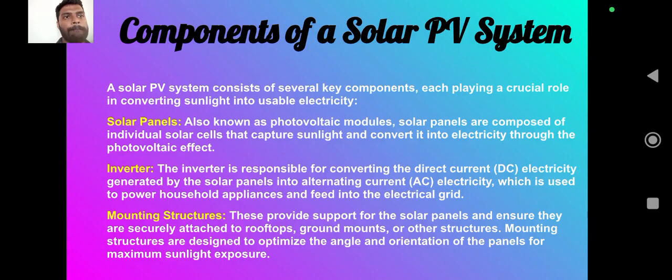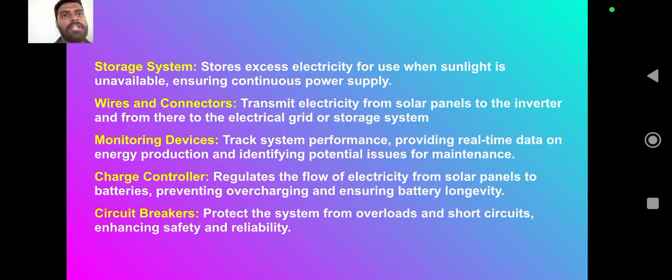And the next one is the storage system. It stores excess electricity for use when sunlight is unavailable, ensuring a continuous power supply. These storage systems are very essential because during the rainy season, sometimes the solar energy station may not produce enough electricity. At that time, the energy stored in the batteries or the storage systems is utilized to enable the continuous flow of electricity.